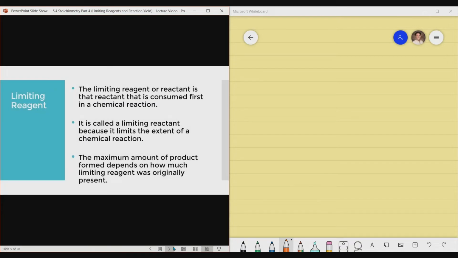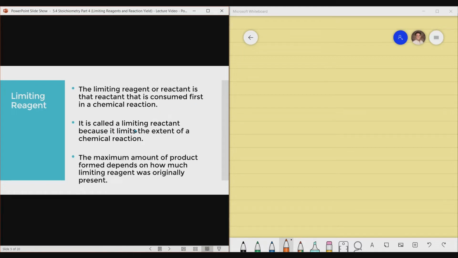Now, limiting reagent is defined as the following. The limiting reagent or reactant is that reactant that is consumed first in a chemical reaction. Let me repeat. Limiting reagent or limiting reactant is simply the reactant that is consumed first in a chemical reaction. Meaning to say, siya po yung unang nauubos or unang nakukonsume kapag nag-undergo po ng chemical reaction ang mga reactants.